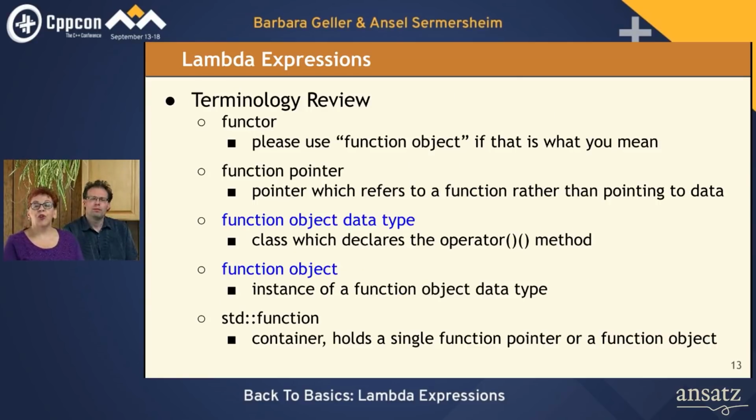So here's a quick review of what we've talked about. We have a lot of terms here: functor, function pointer, function object data type, and function object. It is really easy to confuse all these terms. They sound very similar. The two terms that we want to expand on and relate to Lambda expressions are a function object data type and a function object. These are the main terms of interest to us.